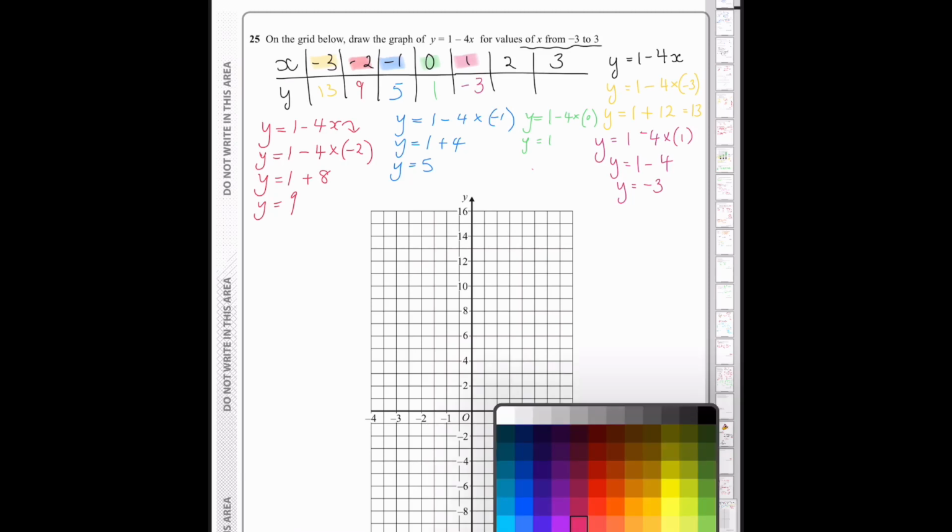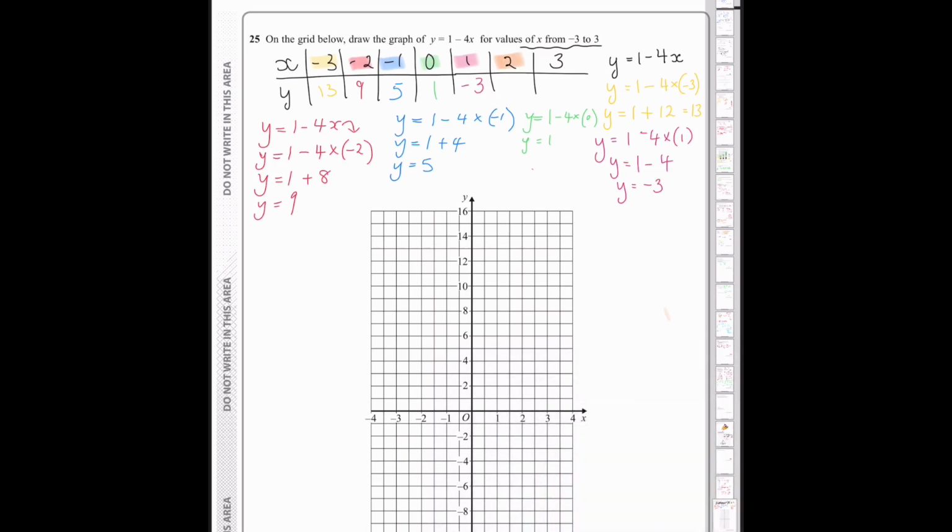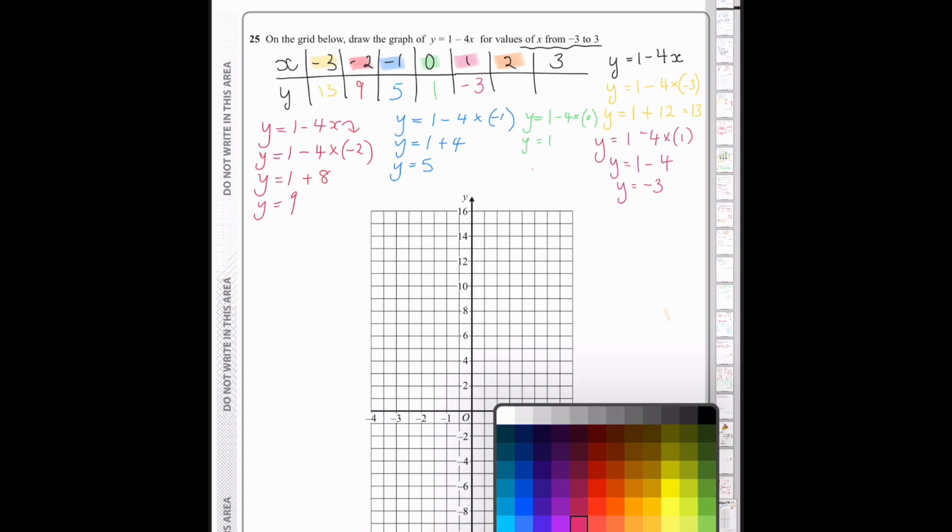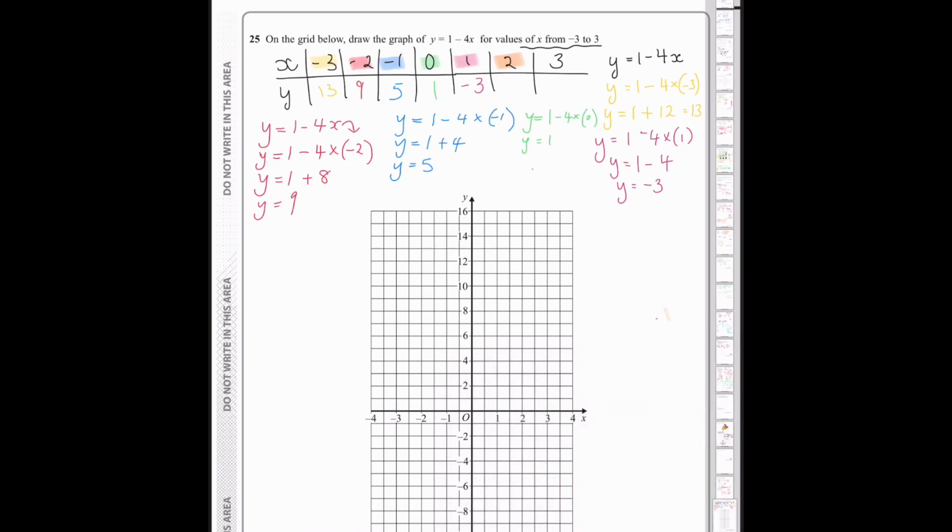Okay, all right, then we are going to put 2 into our equation. Oops. And, oh, now which orange did I use? Who knows? So y equals 1 minus 4x. So y equals 1 minus 4 times 2. So y equals 1. And then minus 4 times 2 is minus 8. And 1 minus 8 is minus 7. So minus 7 would go in there.